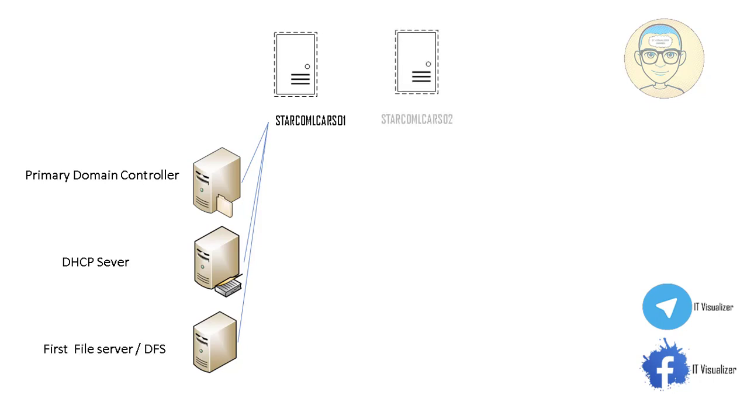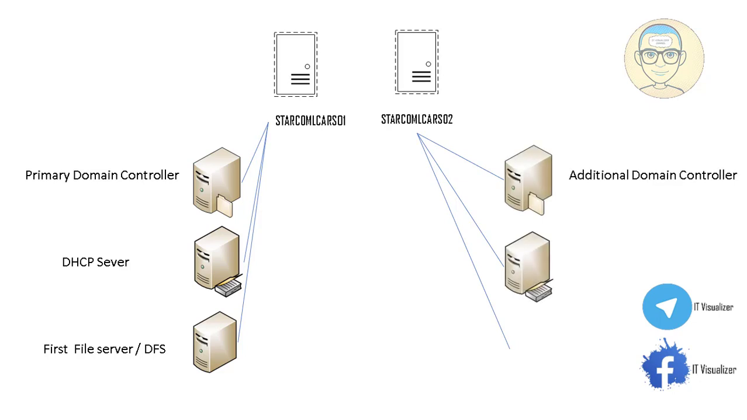And we have the second virtual machine. In the last video we also said it will have 3 things installed: an additional domain controller, an additional DHCP failover partner, and a second file server. What we have done in the previous video is create this virtual machine and make our additional domain controller. In this video we will make these other 2, the DHCP failover and the second file server with DFS.